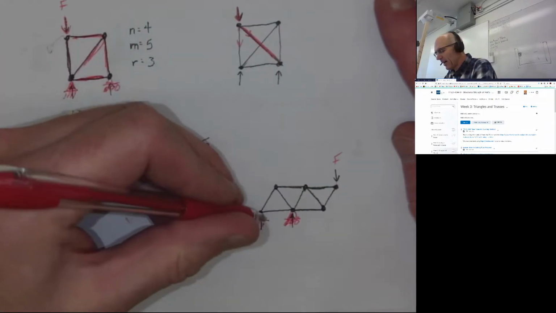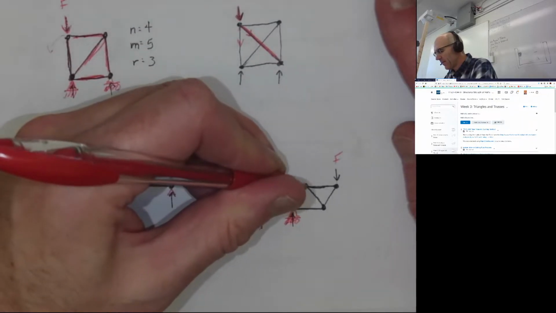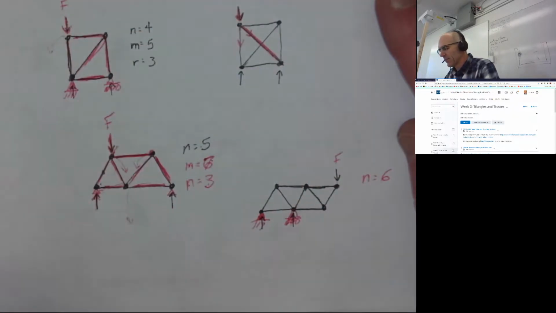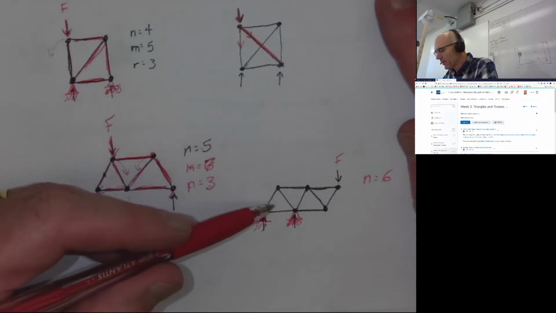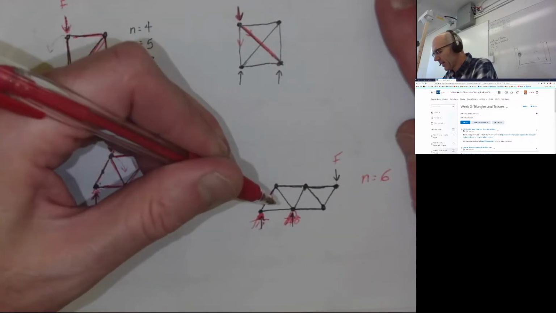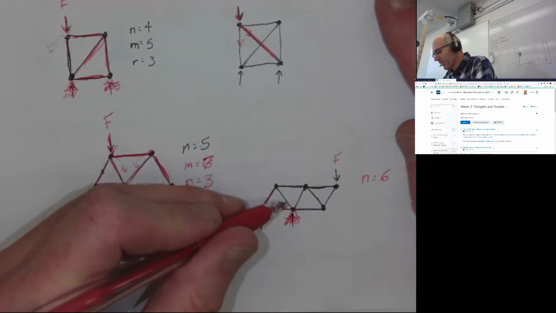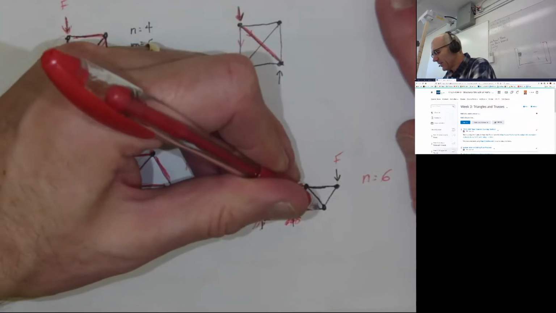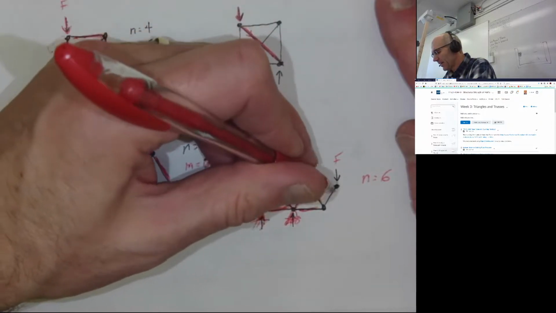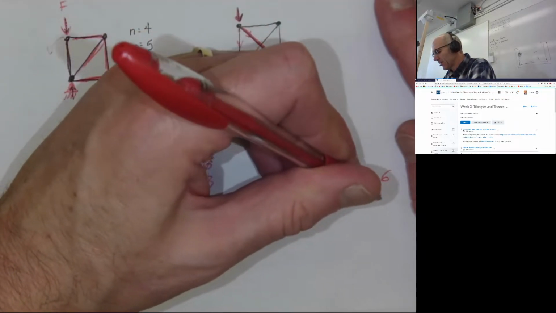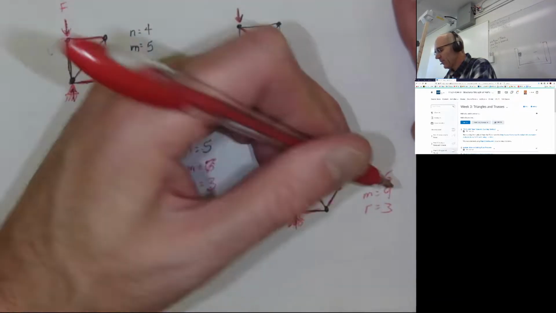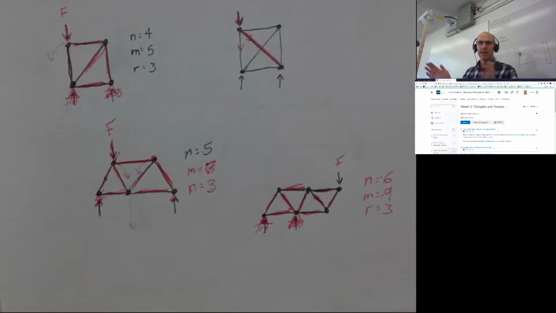Okay, we've got 1, 2, 3, 4, 5, 6 nodes. Helps if I color them as I go. That way I don't lose track and forget which ones I've counted. 1, 2, 3, 4, 5, 6, 7, 8, 9. Members equals 9. And reaction forces equals 3. 2 times 6 equals 9 plus 3. All comes out to 12, and we're good.